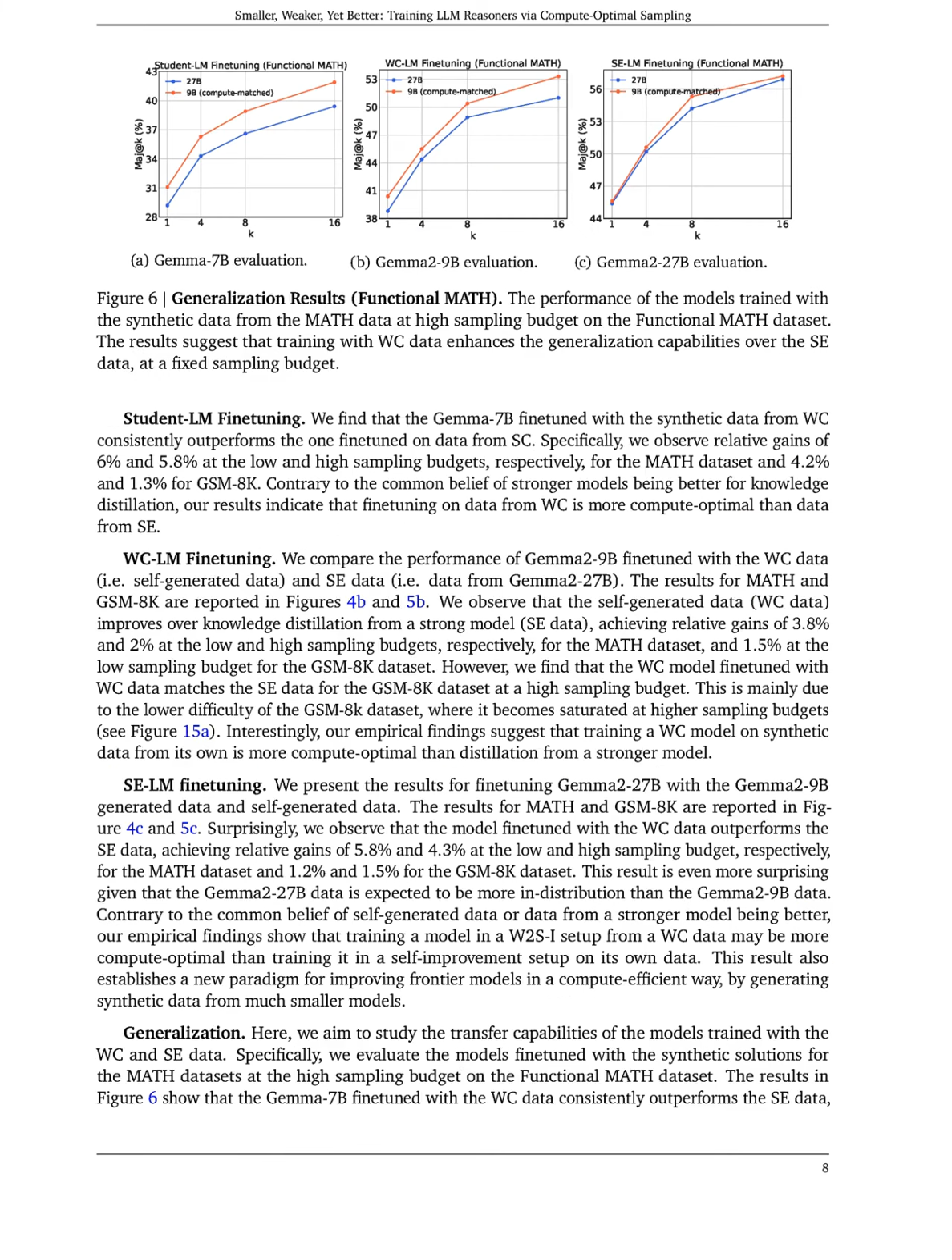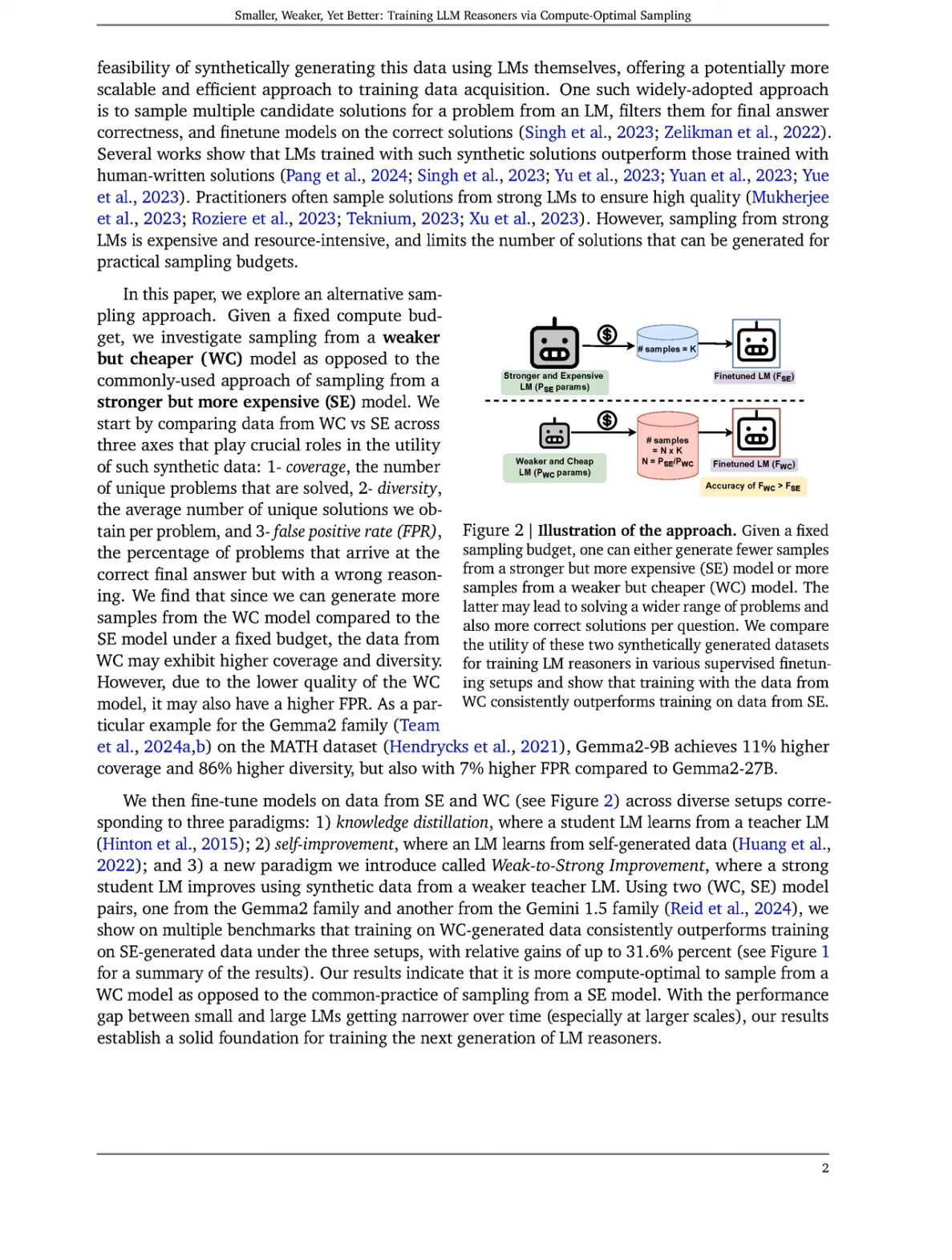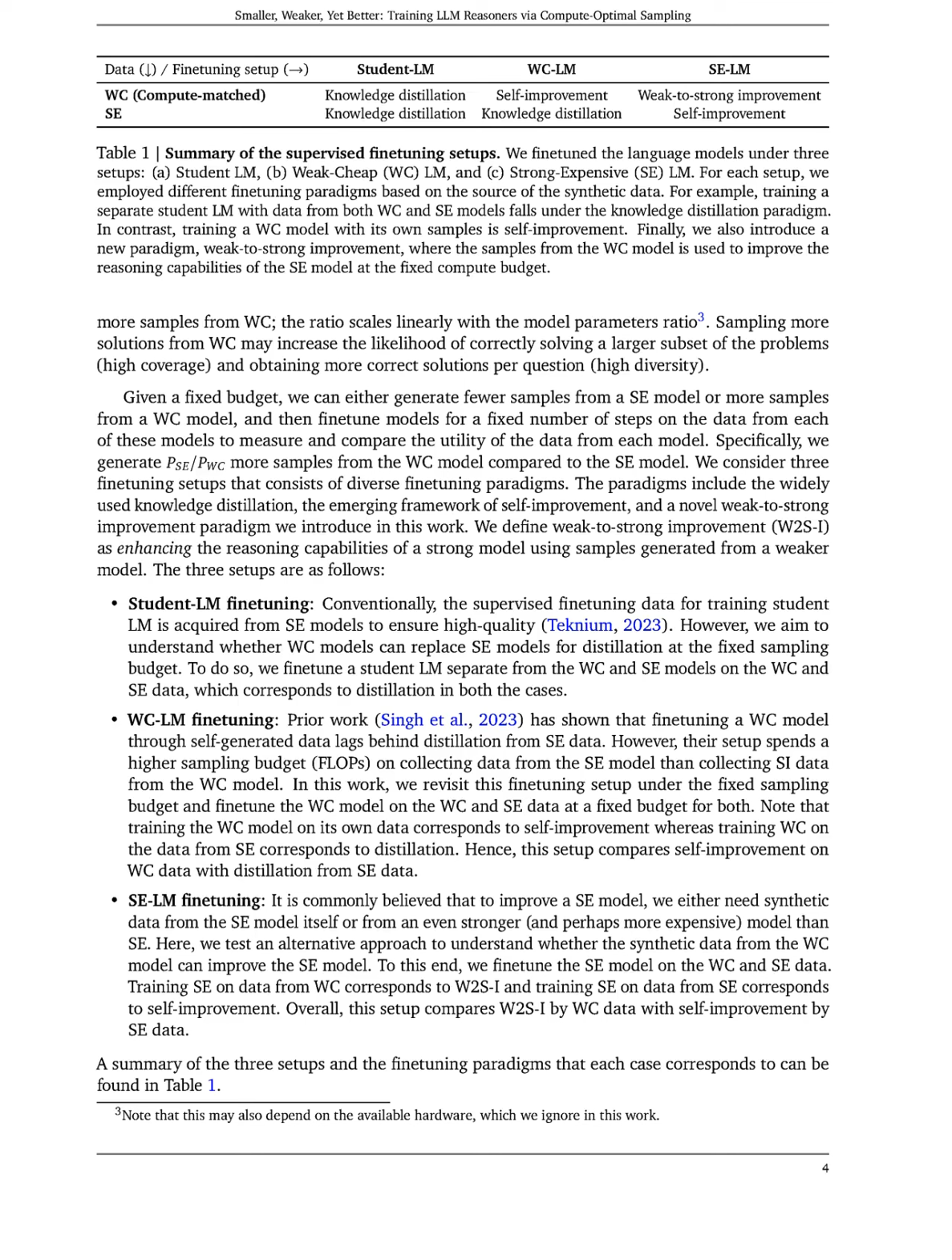For instance, when fine-tuning a student model, Gemma-7b, on data generated from the WC model, we observe a relative performance gain of 6% on the math dataset at a low sampling budget. This is achieved by leveraging the higher coverage, 11% more unique problems solved, and diversity, 86% more unique solutions, of the WC-generated data, despite its higher false positive rate, FPR. Ultimately, this example illustrates that training on the synthetic data from a weaker model can yield better performance than training on data from a stronger model, thereby establishing a new paradigm for model improvement.